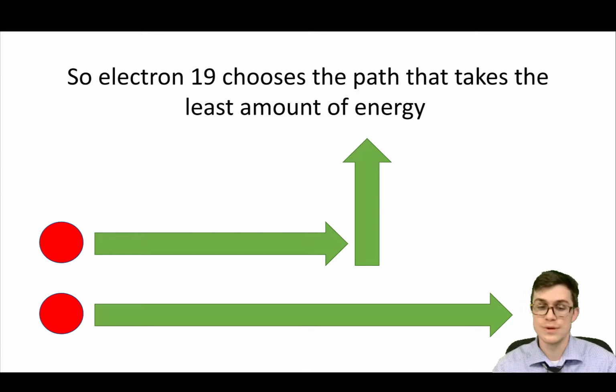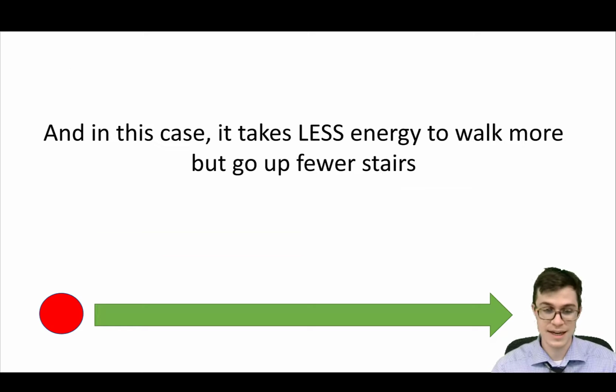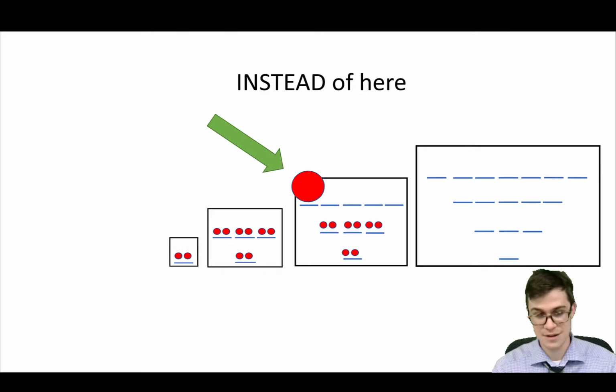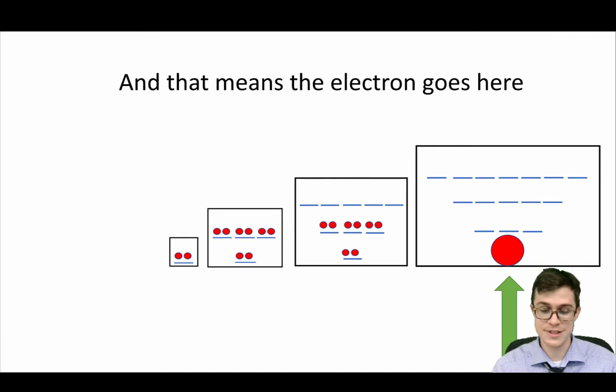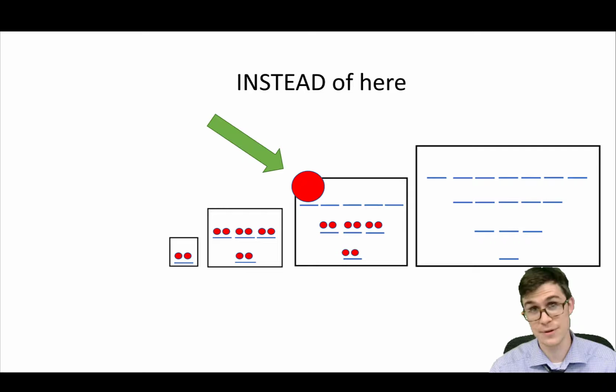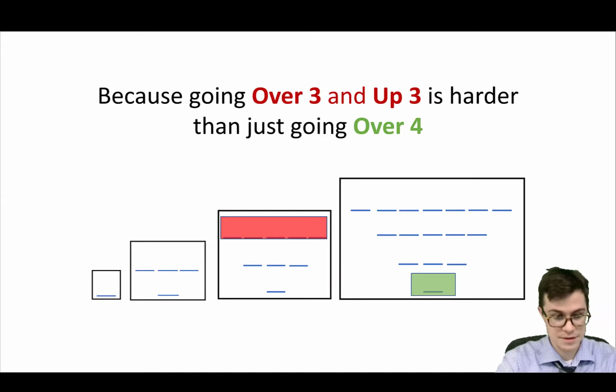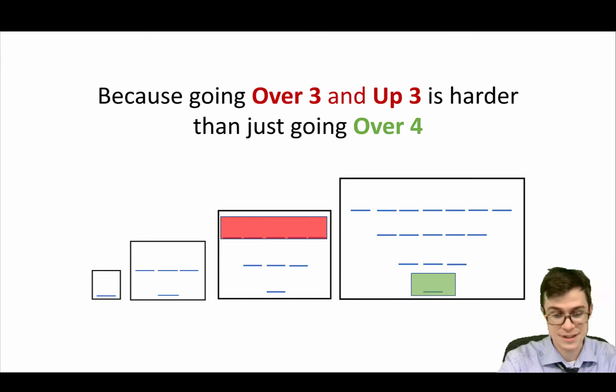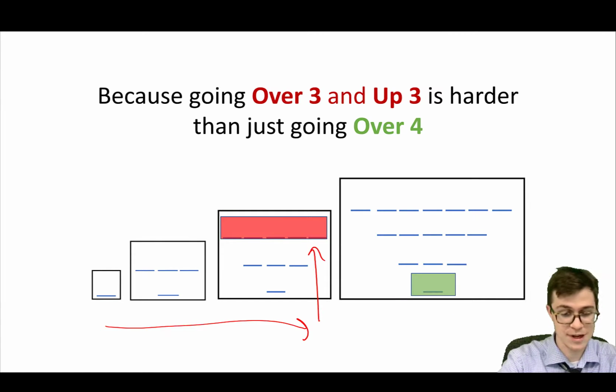So electron 19 chooses the least amount of energy. It's the laziest electron. It does what is the easiest for it to do. And in this particular case, it actually takes less energy to walk all the way to the fourth energy level than to go up the stairs. I know this is just a metaphor. They don't really go upstairs or anything, but the energy is the same thing. So that means the electron goes here instead of here. So it actually fills up the 4s before it fills up the 3d. Because to get to the 4s, it just has to go over 4, and that's easier than going over 3 and also up 3.